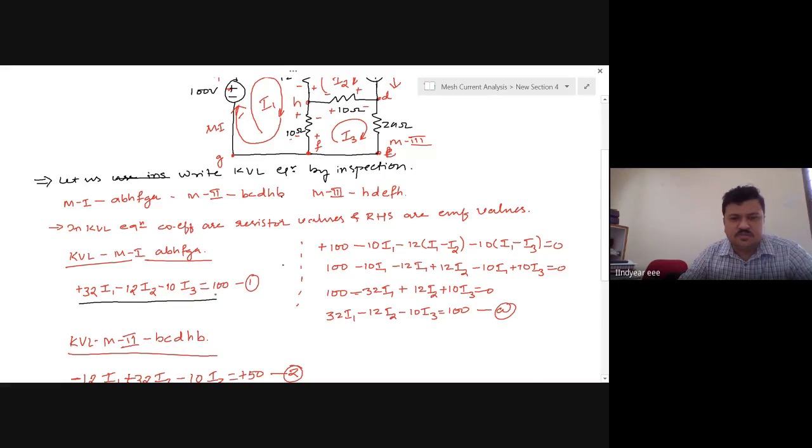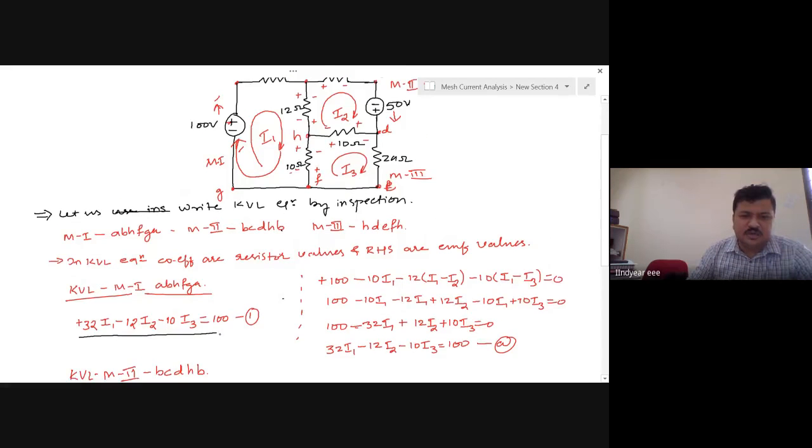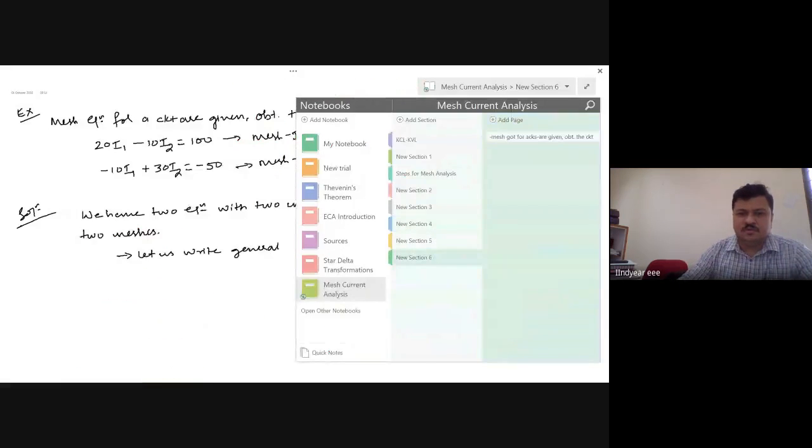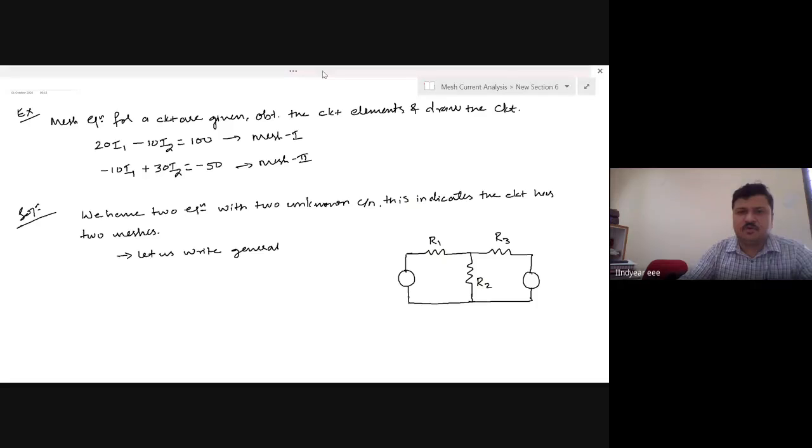RHS of this mesh equation 1 is positive. What does it indicate? Why did I take it positive? Because the direction of current and the direction of EMF is the same. So in the reverse way, if the RHS of the equation is positive, the direction of current in that mesh and the direction of the EMF source is the same. From this circuit, I already have assumed that all my mesh currents are clockwise.